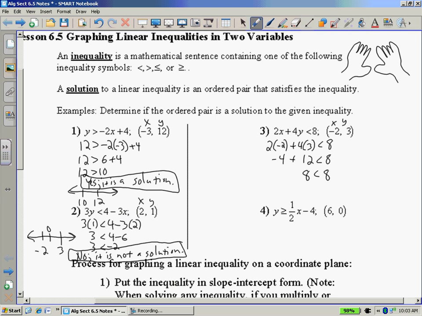Now, this one's a little tricky. If you're thinking about it, of course, I could just graph the 8. Is 8 to the left of 8 on the number line? Well, no, it's not. It's equal to. Now, if you had the or equal to, if you had this little line there, then it would be true, but it's not. So, no, it is not a solution.